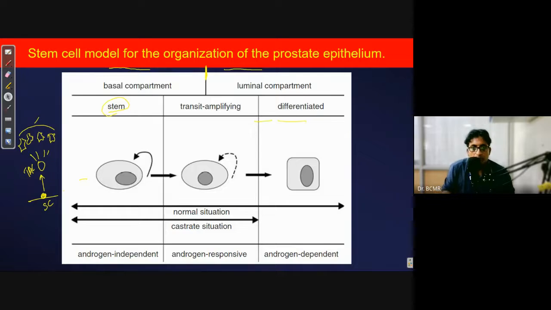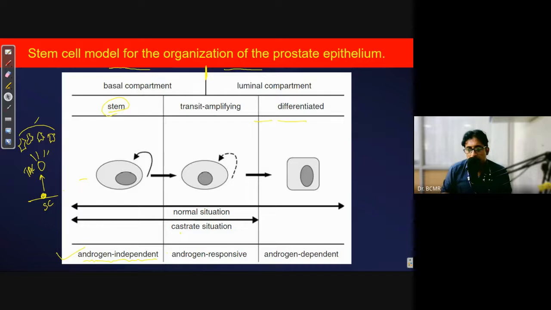Okay. So what you want to remember here is that the basal compartment, the stem cell, is usually androgen independent. That means for the survival of the cells in the basal compartment, or the stem cells at least, they do not need any androgens.